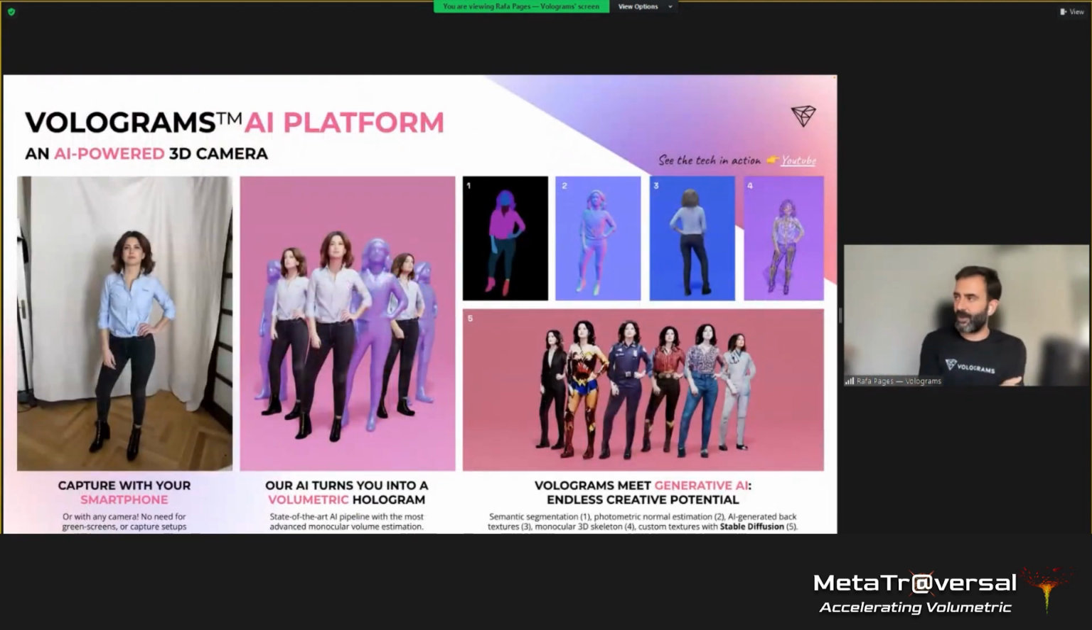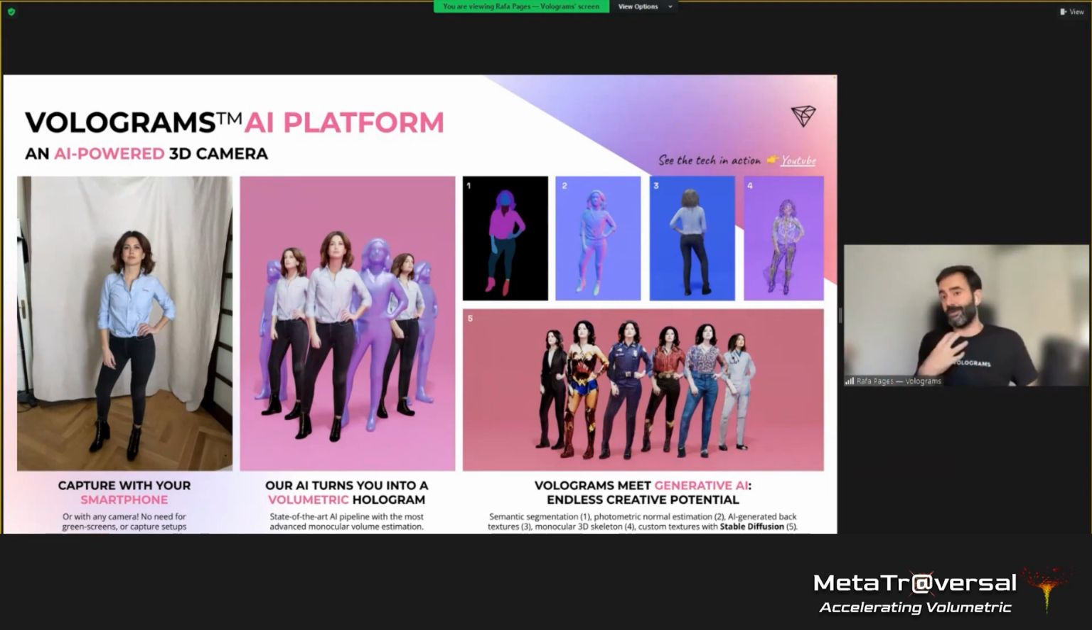So just a little bit more about what we do. From one photo, we do 3D models, and basically we run a lot of deep learning and AI in the background. So we do semantic segmentation, identifying different body parts, different clothing items, both in 2D and in 3D, photometric normal estimation. We're also able to get the back of the person, if you were wondering, just by looking at the person from the front. And some of the things that we've been doing now is also experimenting with Stable Diffusion and with other more advanced technologies, or generative AI in general, which allows us to change completely the texture of a specific part of the mesh.